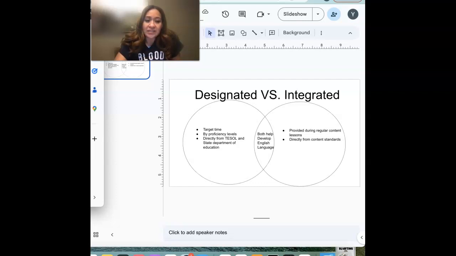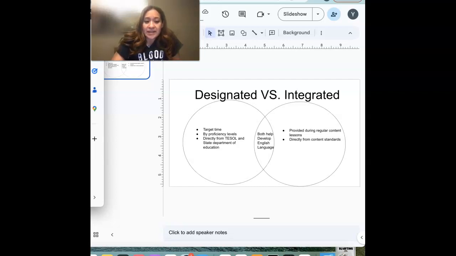Integrated ELD is instruction provided to ELL students based on state-adopted ELD standards, and they are paired with state-adopted academic content standards during regular content lessons. Integrated ELD includes specifically designated academic instruction in English. The goal of integrated ELD is for the ELL students to acquire and learn academic content and language in English. The learning objective of integrated ELD come directly from the content standards being taught.